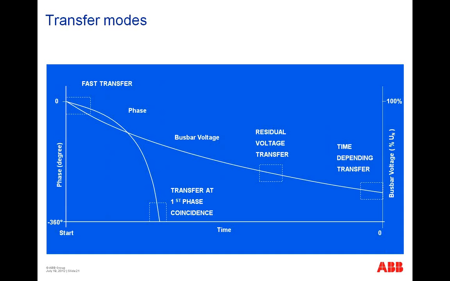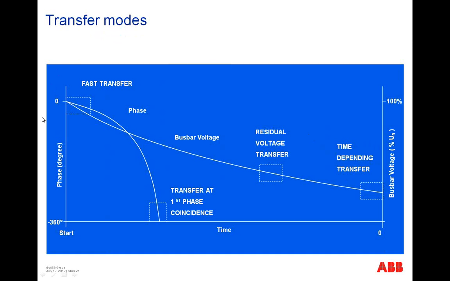An ATS opens the main feeder, waits a certain time, 1-2 seconds or something else, and then closes the standby feeder. So you will lose everything, you have no benefit. With the HSTD, we have the 4 different transfer modes, which I named before. We have the fast transfer mode, the transfer at first phase coincidence, the residual voltage transfer, and the time-dependent transfer.